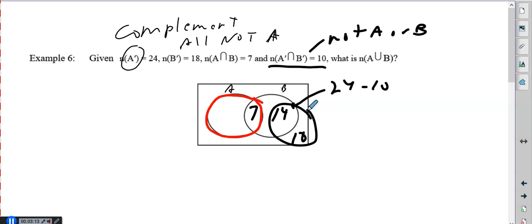So I have to go a little bit one step further. And then this one right here is going to be the 18 minus 10. Because we know, again, not B, anything outside this circle, including in the box, must be 18. So 18 minus 10 gives us 8 in that one.